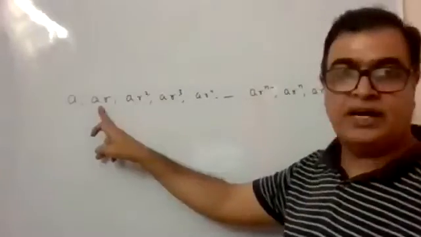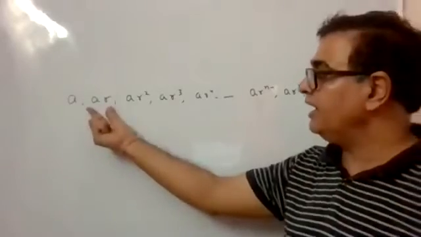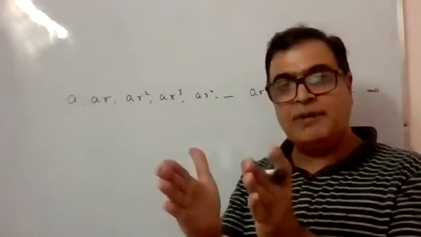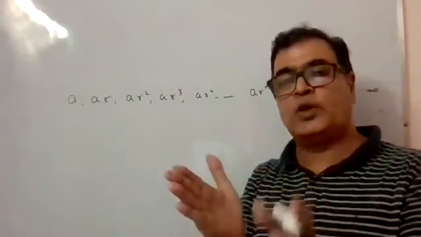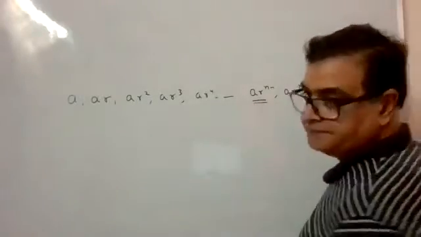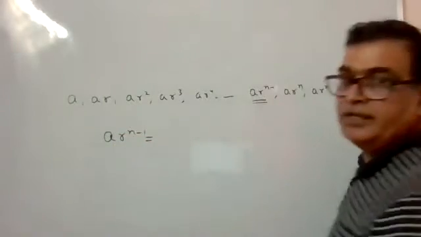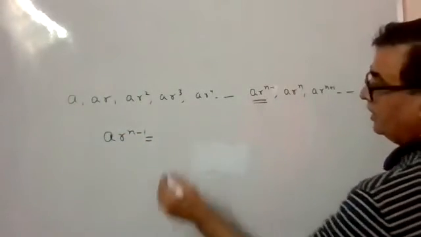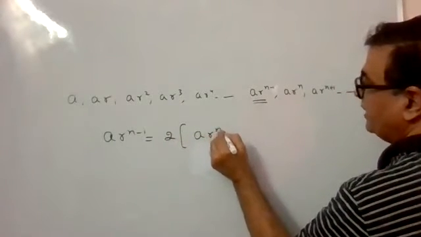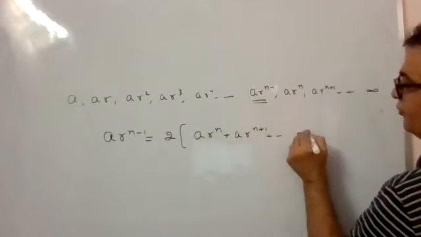If you take second term, AR, what will it be? AR will be twice of the term following it. So any term you take, it is equal to twice the term following it. So I'll take nth term here. What will the nth term be? AR n minus 1 equal to 2 times the terms following it. That will be ARn plus ARn plus 1 till infinite.